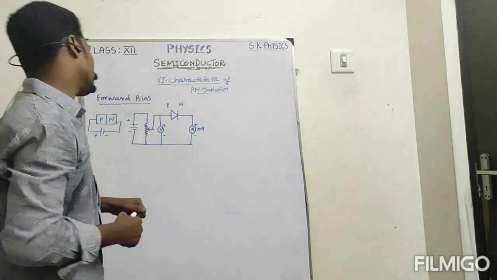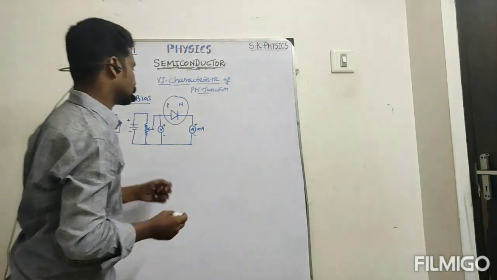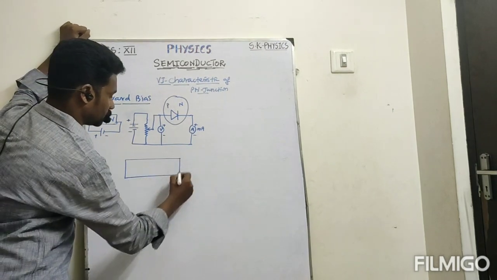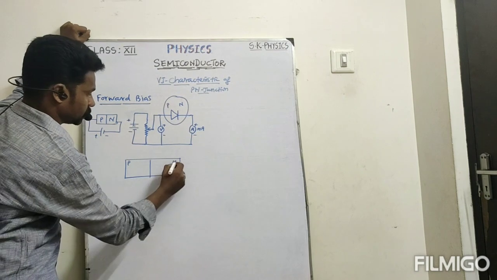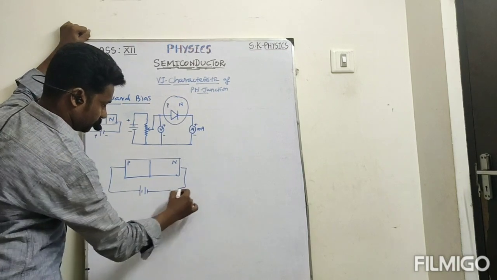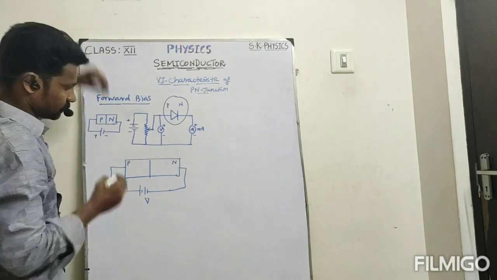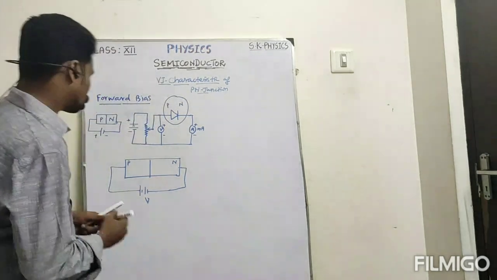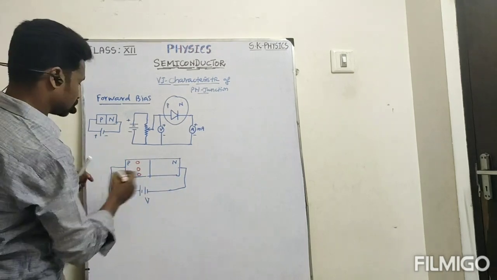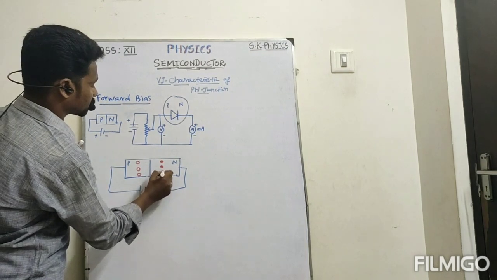Okay, so in the forward bias, what happened? Let's discuss one by one. This is the P region, this is the N region, connected with the potential V. We know that on the P side the majority charge carriers are holes. For explanation purposes, I draw only a few. Then the majority charge carriers on the N side are electrons.